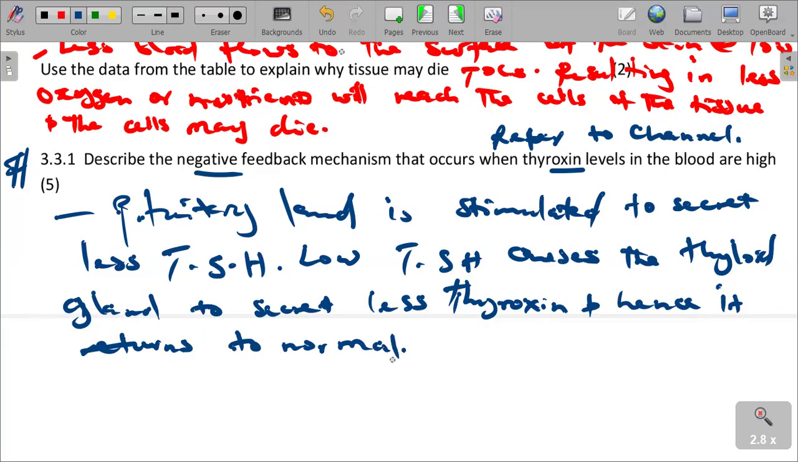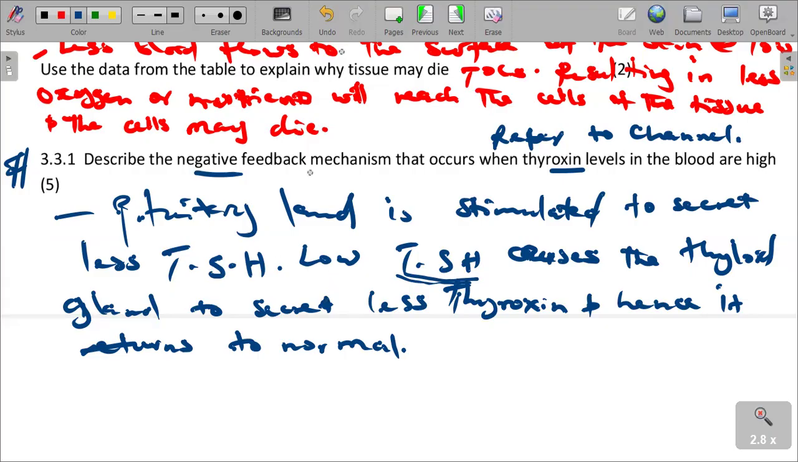So in this case, class, what is expected of you is to understand that the pituitary gland is stimulated. So it results in less secretion of thyroid stimulating hormone, and the decrease in thyroid stimulating hormone affects the thyroid gland. Remember that the thyroid gland is activated by thyroid stimulating hormone. So if it is less, the thyroid gland will secrete less thyroxine hormone, and hence it returns to normal.